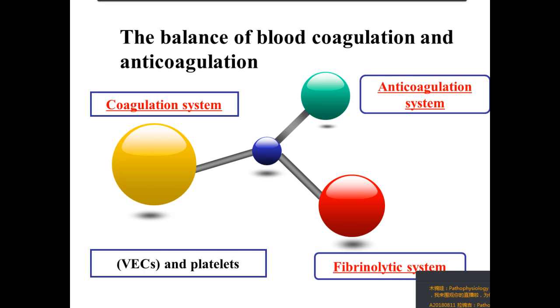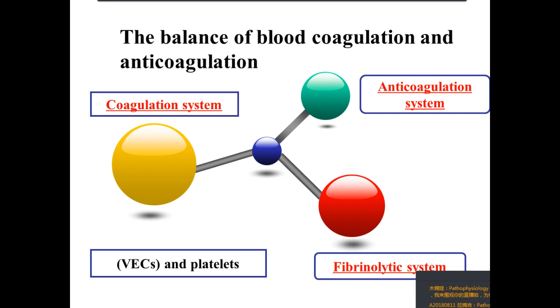Now, we have the coagulation system. The coagulation system includes coagulation factors and platelets. The coagulation pathway includes the intrinsic coagulation pathway and the extrinsic coagulation pathway.